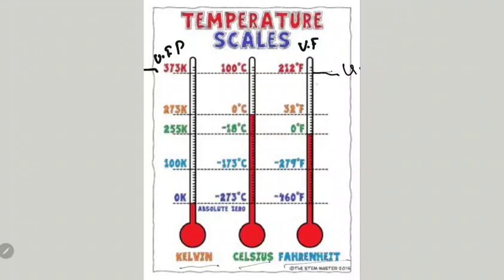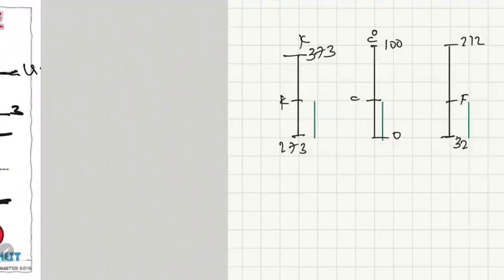Now, the upper fixed point in Fahrenheit is 212, and its lower fixed point is here, 32. Then the upper fixed point in the Celsius scale is 100, and the lower fixed point is 0 degrees Celsius. The upper fixed point in Kelvin is 373. The lower fixed point in Kelvin is 273.